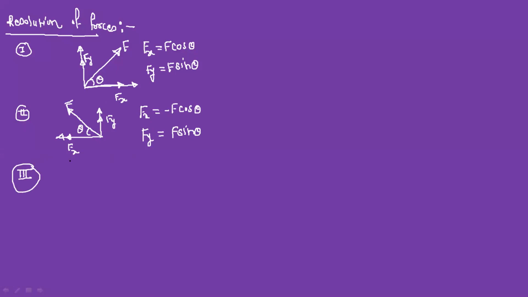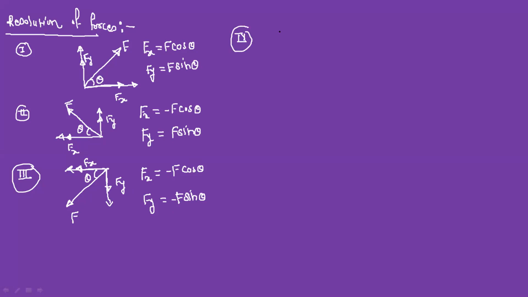Then in the third quadrant, so this is the force direction. This angle is theta. This is F. So this component is nothing but Fx, and this will be Fy. So Fx is equal to minus F cos theta, and Fy is equal to minus F sin theta. So that means when the force acts in the third quadrant, both the components Fx and Fy will be negative.